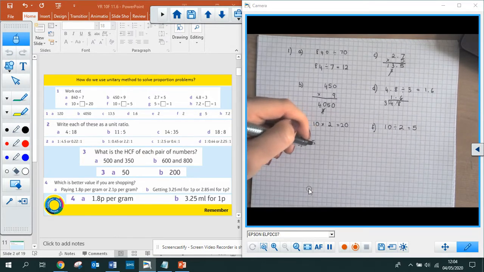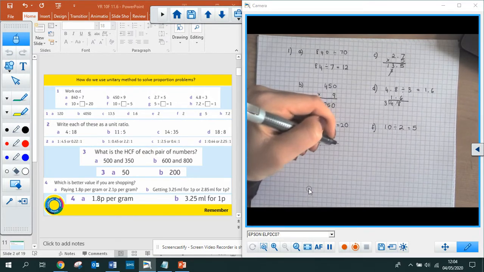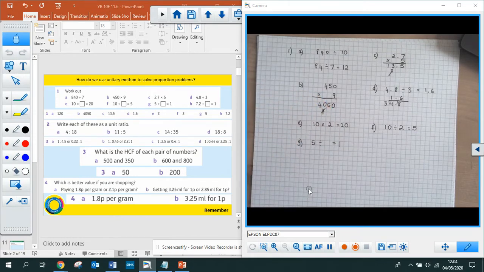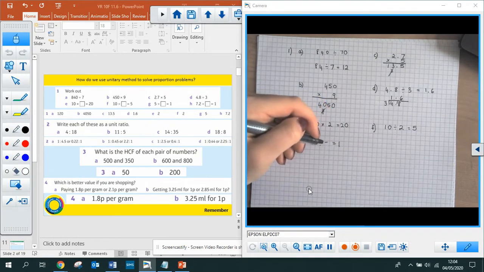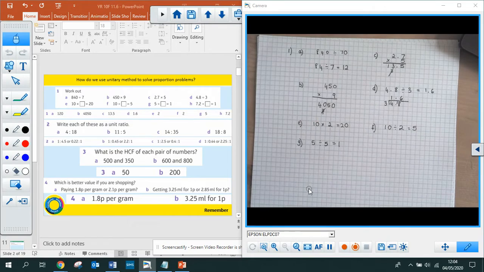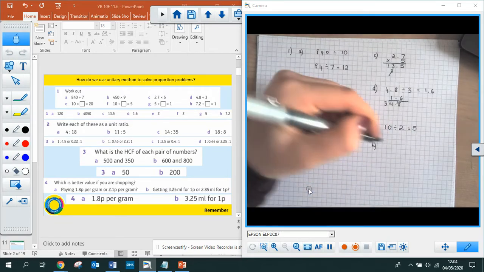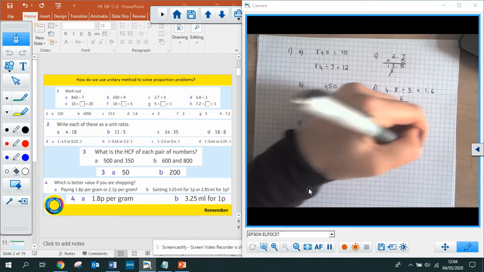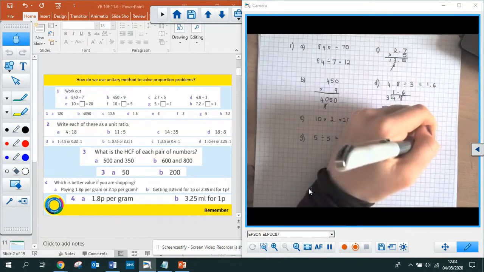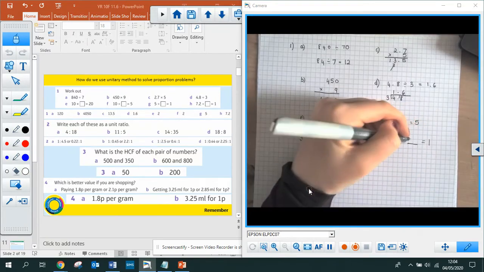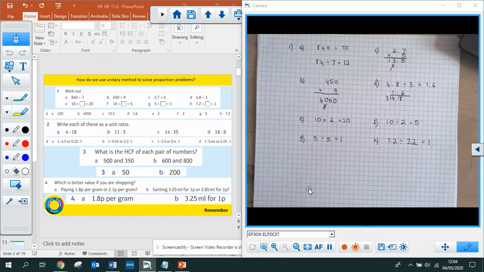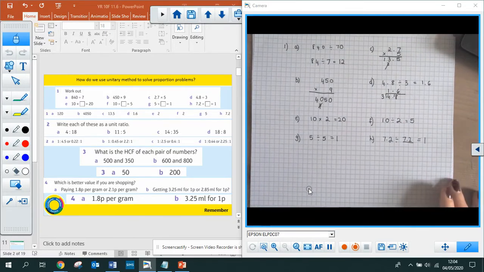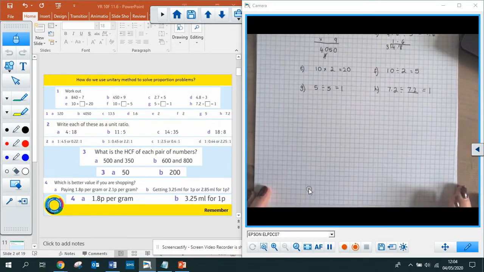5 divided by something is 1. Well, anything divided by itself is 1. So 5 divided by 5 is 1. And that will help you with H. 7.2 divided by something is 1. Like I said, anything divided by itself gets you to 1. So it's divided by 7.2. Okay, so that's your answers for question 1.